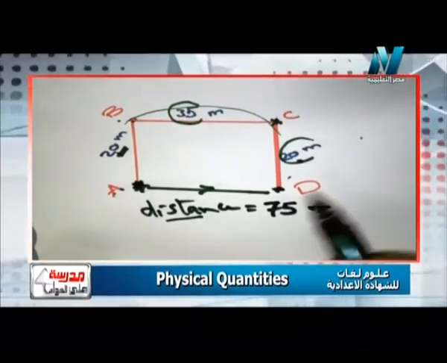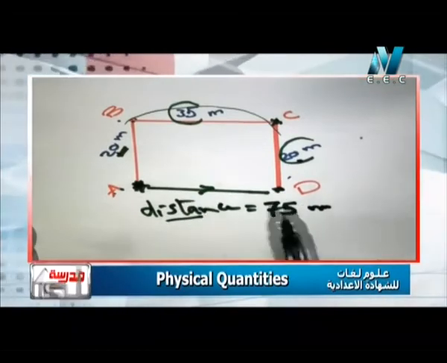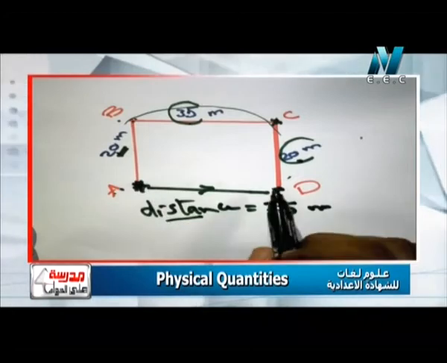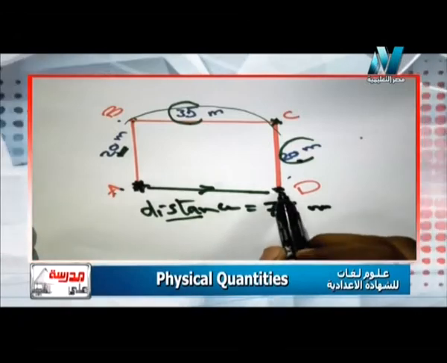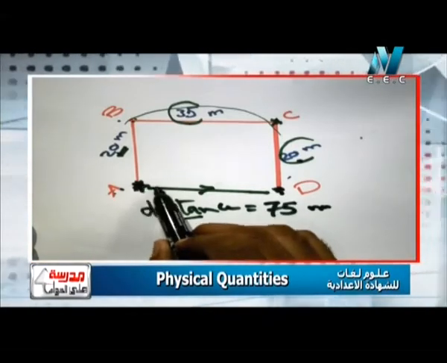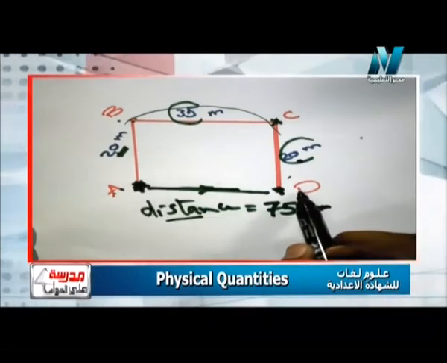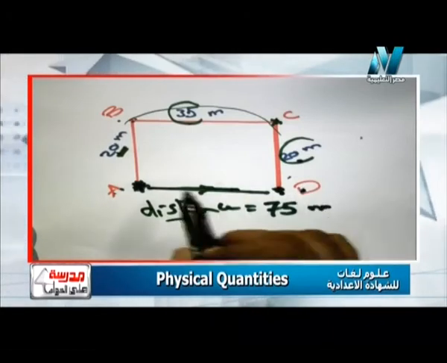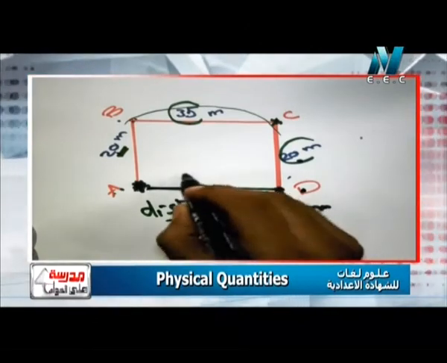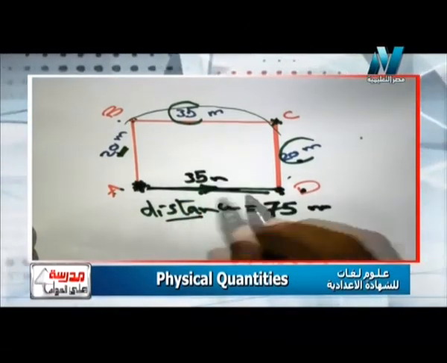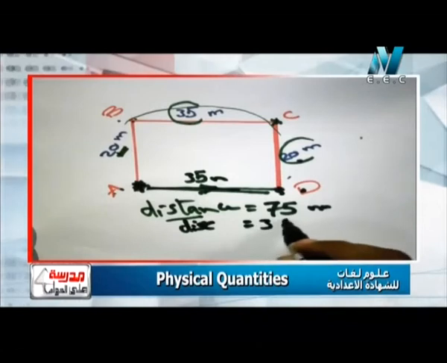75 meters. But if we are asked about the displacement, displacement is the shortest line between the starting point and the ending point. Start from A and end at D. So it is the shortest straight line between the starting point and the end point. Here this expresses displacement, and in this case it is equal to 35 meters. So if we express displacement, we say that it is 35 meters.